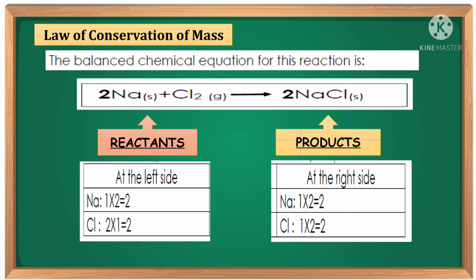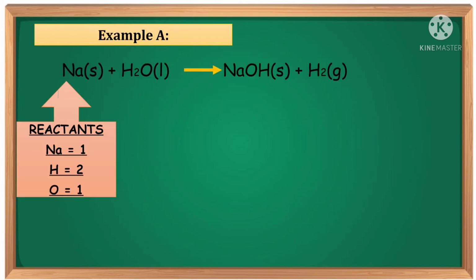To have a clear picture of the chemical equation, the number of atoms is multiplied by the coefficient written before the chemical formula to make the equation balanced. Let's have more examples on how to balance a chemical equation.